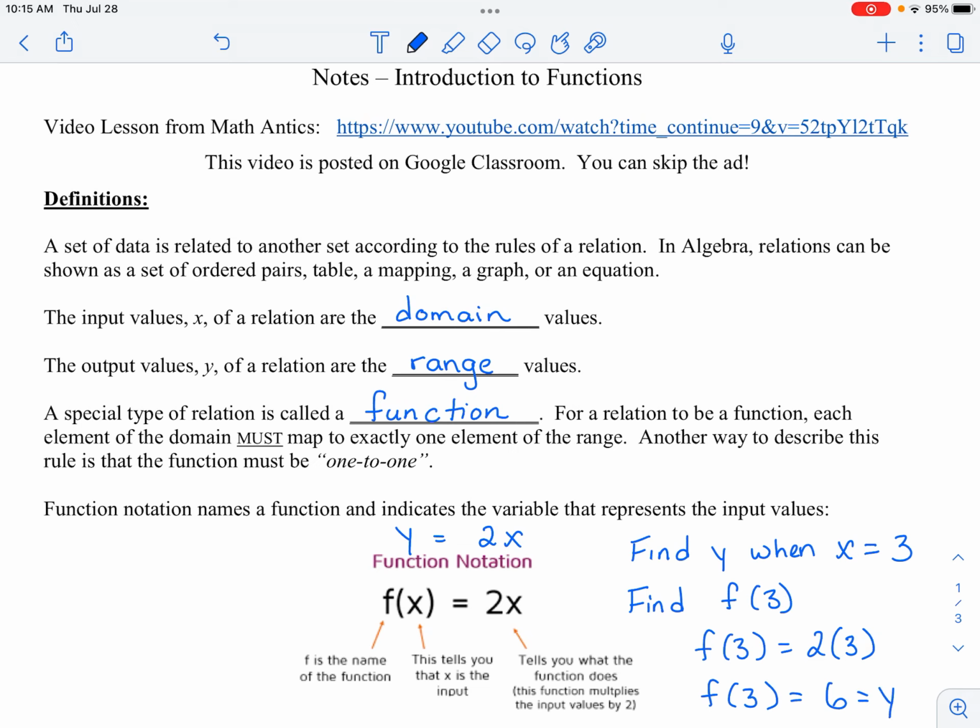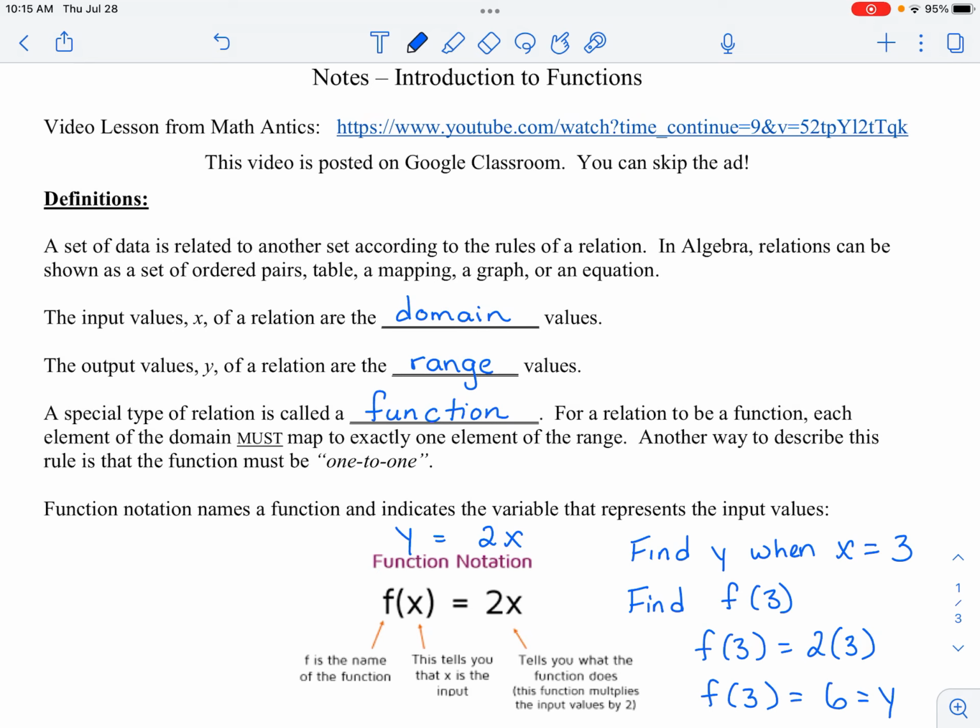f of 3 is not f times 3. Okay, it's just a notation saying f is the name of the function, 3 is the input value, and 6 from the 2x is the output value. Okay, so that's what function notation is.